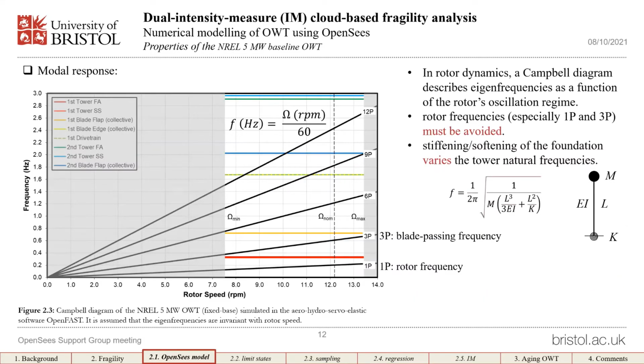The typology of the wind turbine also defines its modal response. Here is a Campbell diagram of the wind turbine. In rotor dynamics, a Campbell diagram describes eigenfrequencies as a function of the rotor's oscillation regime. These colored lines represent the natural frequencies of the structure for different modes, whereas the black inclined lines represent the rotor frequency and its overtones. The rotor frequencies are expressed on both of these axes, one in units of hertz, the other in RPM. Basically they are the same thing, just expressed in different units.